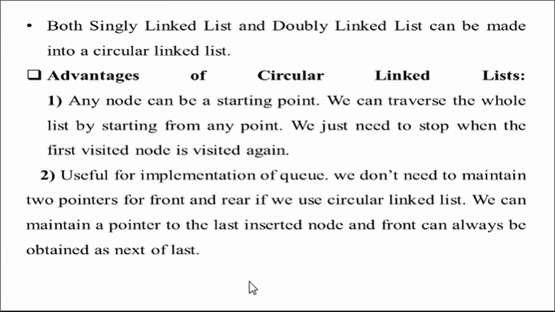Then why use a circular linked list? It is used for implementation of a queue. While implementing a queue using an array, we need to keep track of two pointers, front and rear. But using a circular linked list, we need to maintain a pointer to the last inserted node, and front can always be obtained as the next of last. We will see in the next PPT how to implement a queue using a circular linked list.